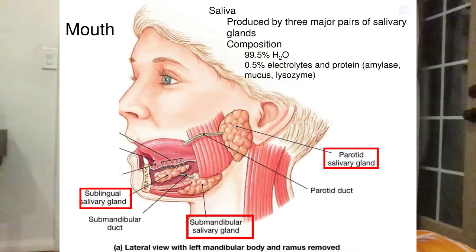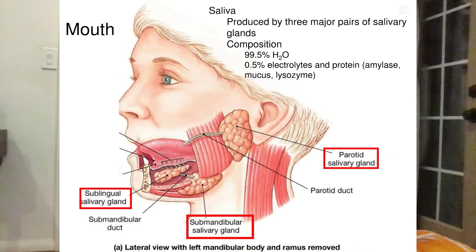Okay, so most of it is water, but it also contains electrolytes and protein. The protein is mainly in the form of our first enzyme called amylase. This is salivary amylase. And so amylase breaks down carbohydrates. Okay, so already in the mouth we start the digestion of carbohydrates. There's another protein in there called lysozyme. This is a chemical that can destroy bacteria.